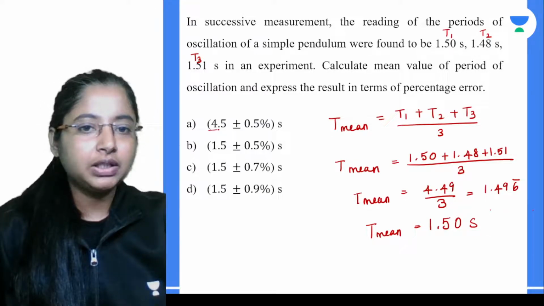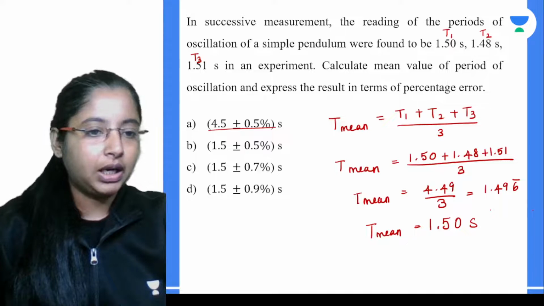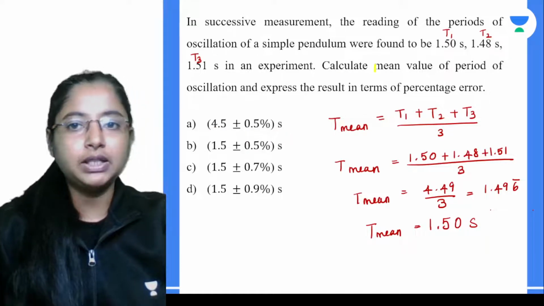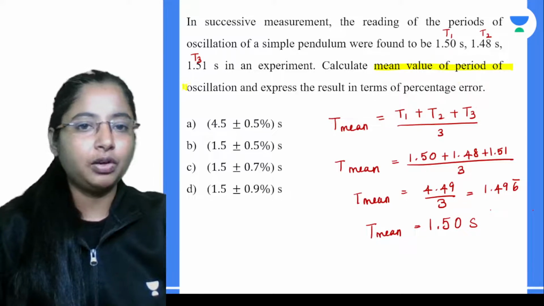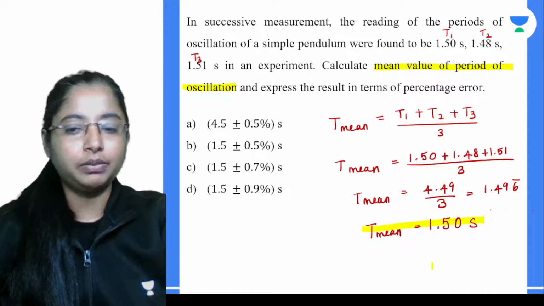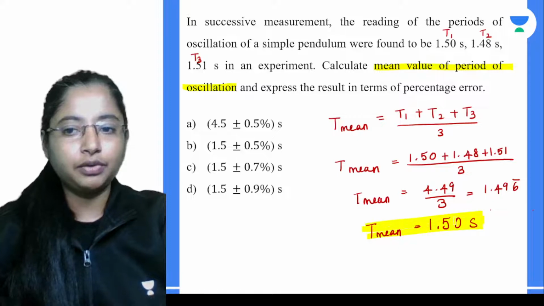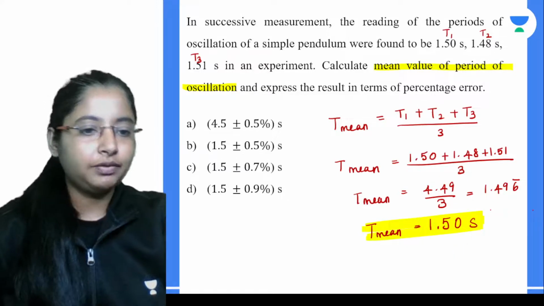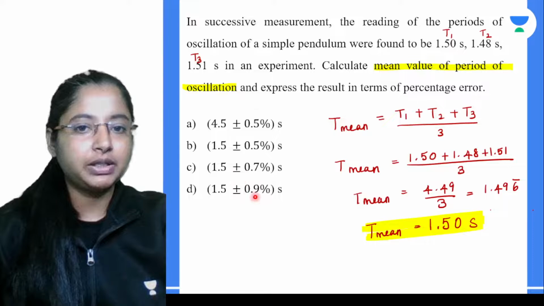From here we can see one option is out. What is the first part of the question? The first part is to calculate the mean of the period of oscillation, that is nothing but the mean time period. We found this value, so the first part of the question is done. Now next, we want to find the error and express it in percentage.